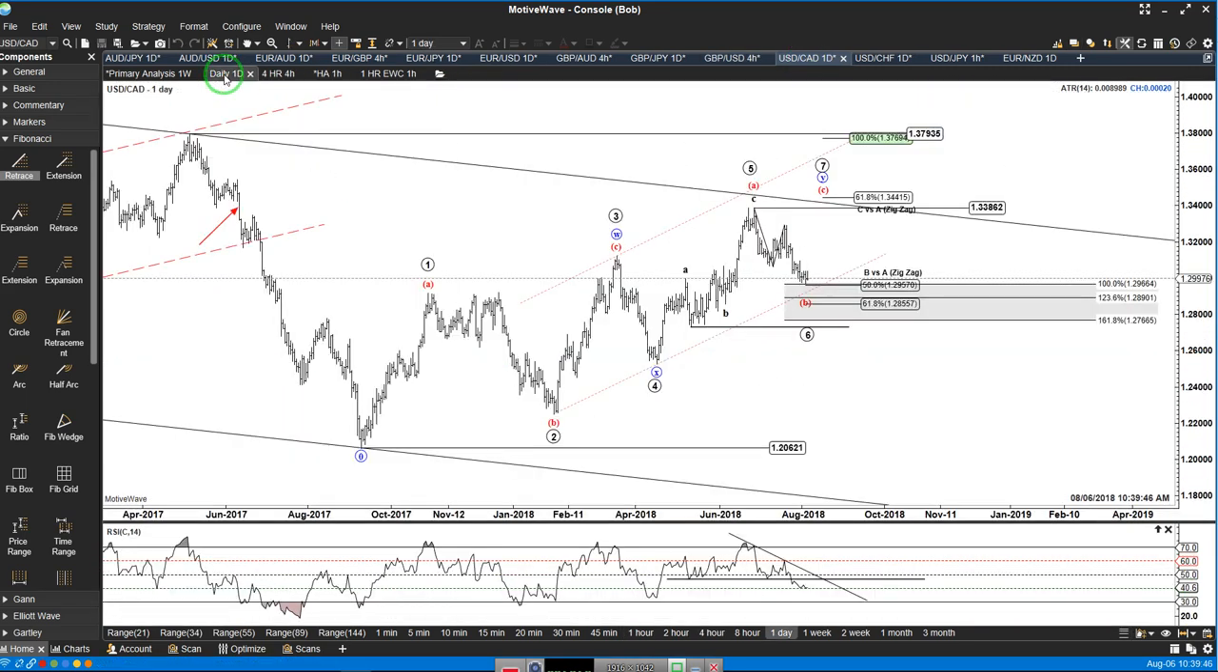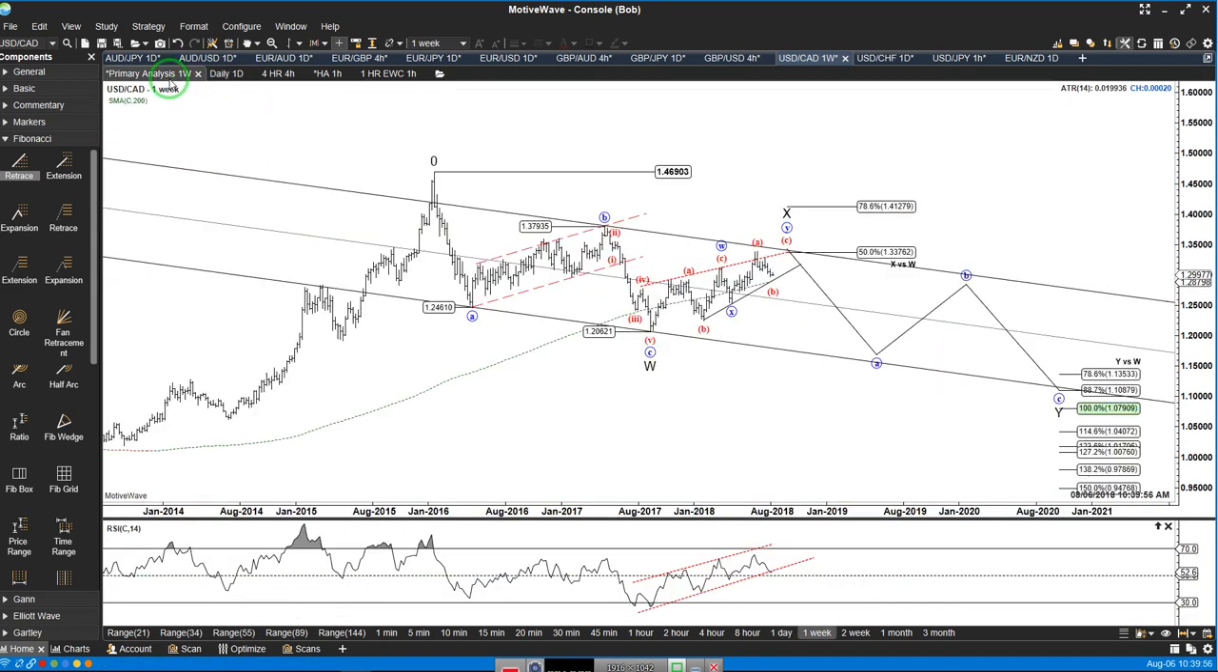Dollar CAD, 1, 2, 3, 4, 5. This would be 6. We need 7. And then I'll be looking lower from there. If we look at the weekly, we got 1, 2, 3, 4. I don't need a 5, 6, 7 is what I'm looking for, I should say. If we look at this correction, I think you can see a 1, 2, 3, 4, 5, 6, 7. We got 1, 2, 3, 4, 5 right now.